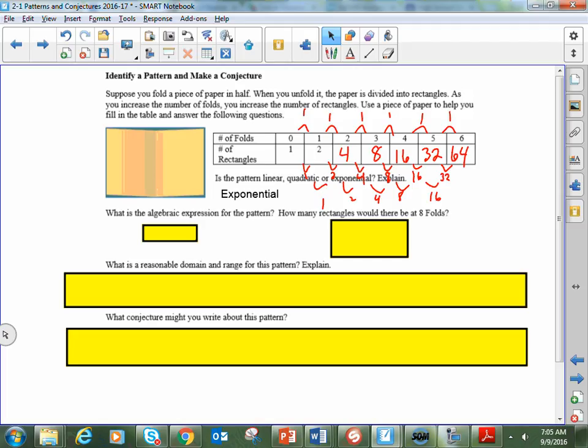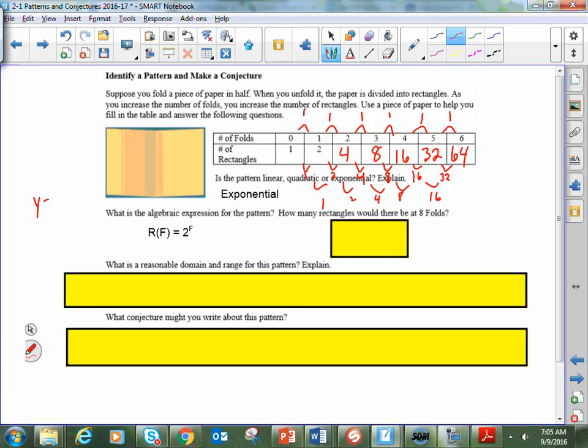Well, now that we've established what type of function it is, what's the rule for it? What's the algebraic expression for it? So this is what I put. I said R of F is equal to 2 to the F power, where I'm writing this in function notation. If you remember, you might have said y is equal to x. Well, I could also say f of x is equal to x.